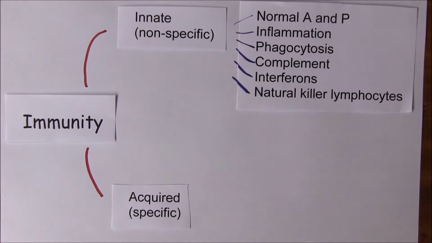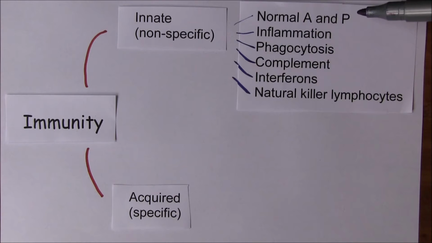Now, first of all, we think about normal anatomy and physiology. So normal anatomy and physiology incorporates protection from infection in the very design and structure of the body. And we're going to look at some of those in detail in a few minutes if you just hang on. But let's look at these other ones first.